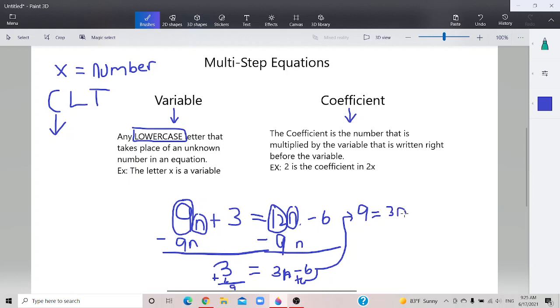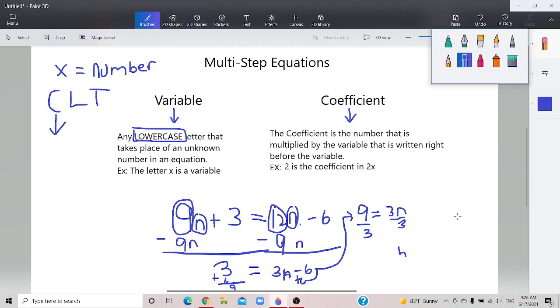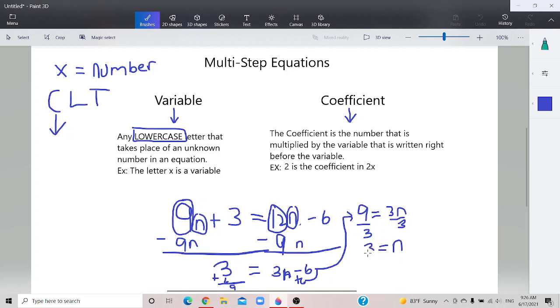Okay, so now how do we get this n by itself? Well, 3n is just 3 times n, and the opposite of multiplication is division. So we can divide by 3 and divide by 3. And we get n equals 3. And yeah, so that is multi-step equations.